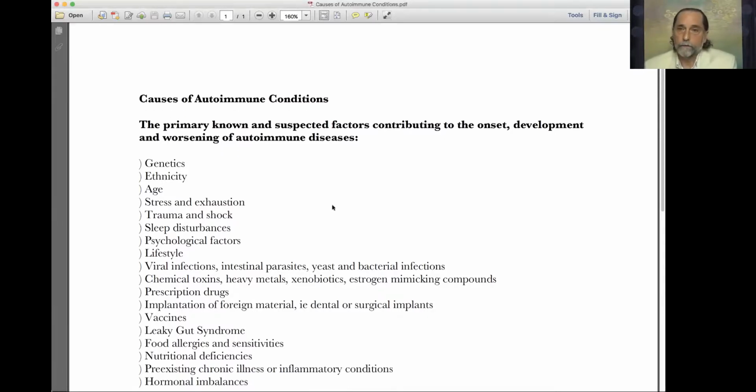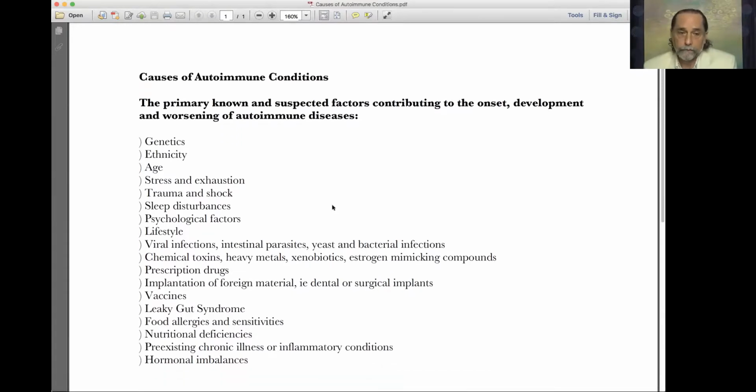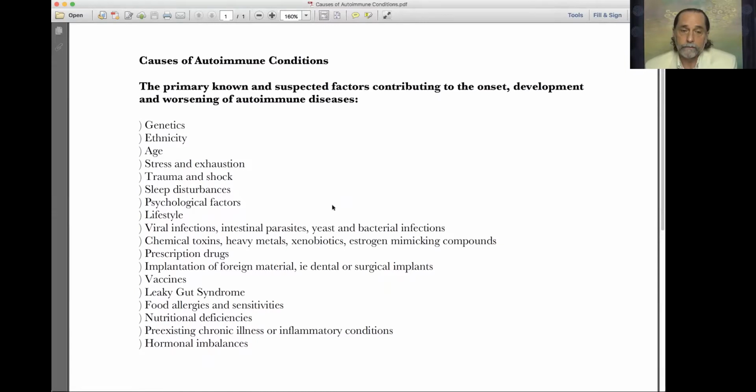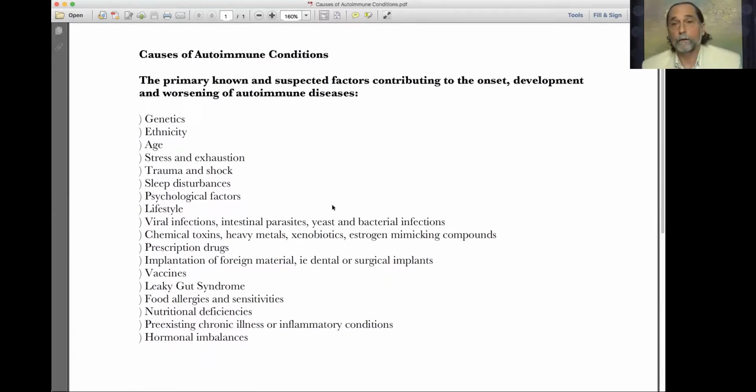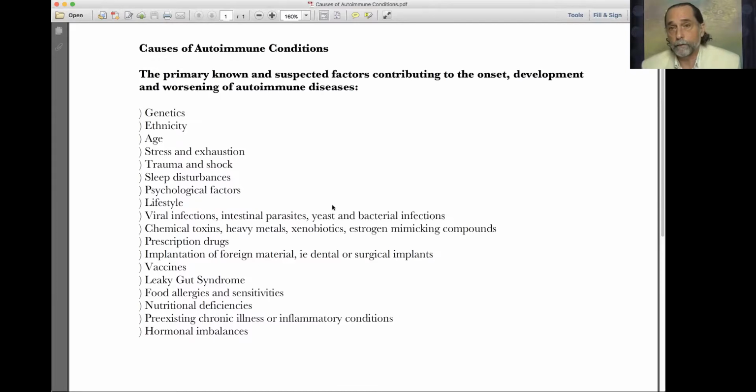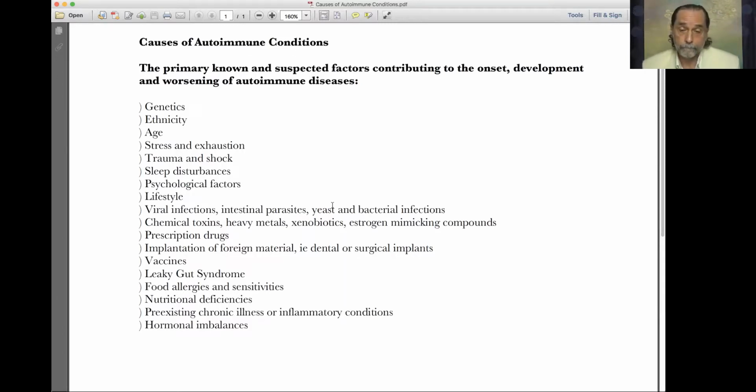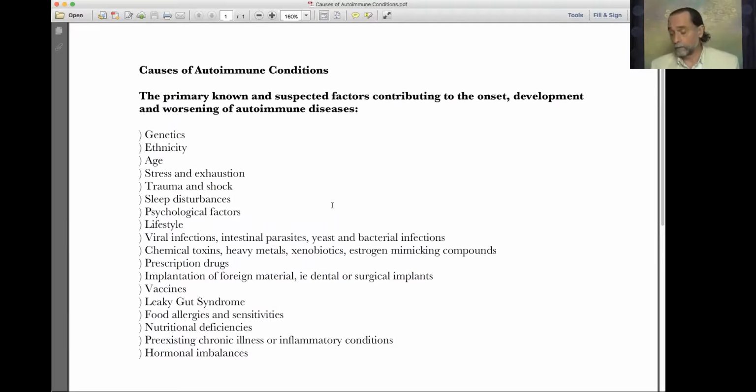There are genetic factors, there's ethnicity, there's age, there's stress and exhaustion, trauma and shock, sleep disturbances, psychological factors, lifestyle, viral infections, intestinal parasites, yeast, bacterial infections, chemical toxins of all different types, prescription drugs, implantation of foreign material, which triggers the immune system, such as dental materials, surgical implants, vaccines, leaky gut syndrome, food allergies, sensitivities, nutritional deficiencies, pre-existing chronic illness, and hormonal imbalance. Now, that's not the full list. These are just some of the most basic important things.